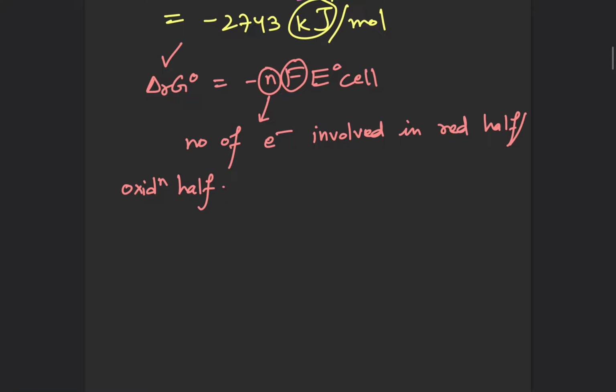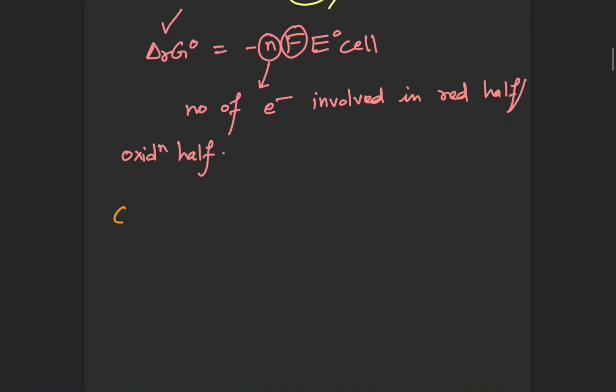Okay, to calculate N, first let's calculate the oxidation number of every element involved in the combustion equation, that is in this reaction C4H10 plus 13 by 2 O2 giving us 4 CO2 plus 5 H2O. Let's calculate the oxidation number of every element in this.